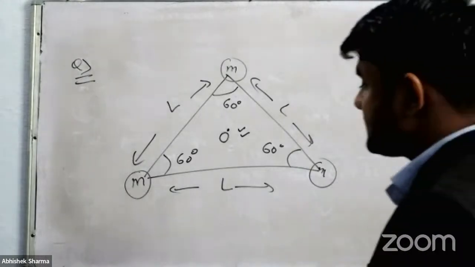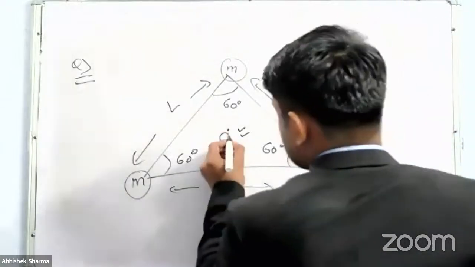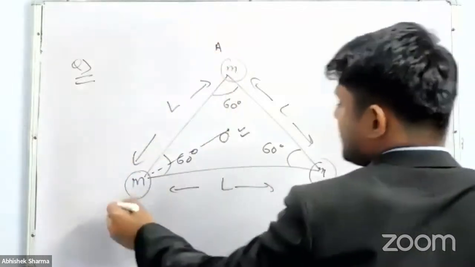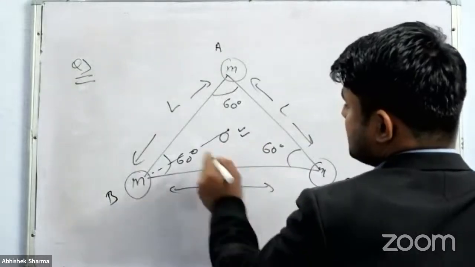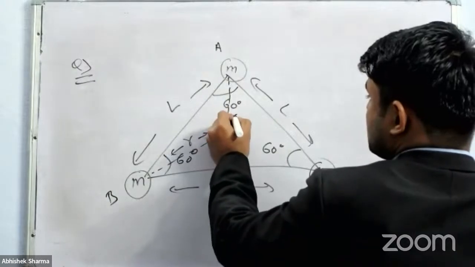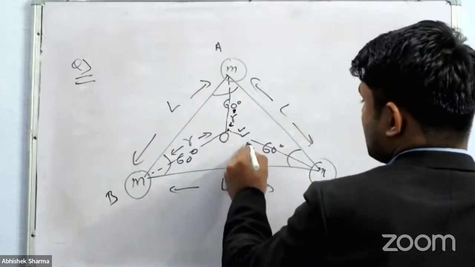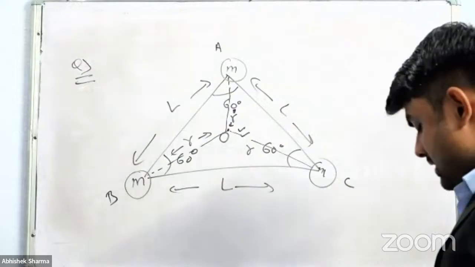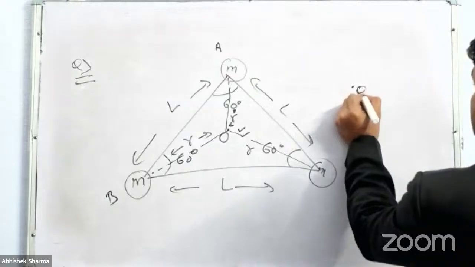See, again, it's a very easy class illustration. Suppose this vertex is A, this vertex is B, this is C. The line joining B and O is this, I'll name it R. Same is the line joining A and O, this is also R. Same is the line joining O and C, this is also R. So all the distances are equal to R here.